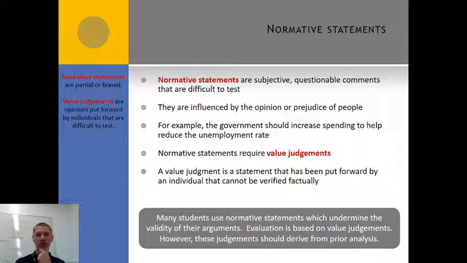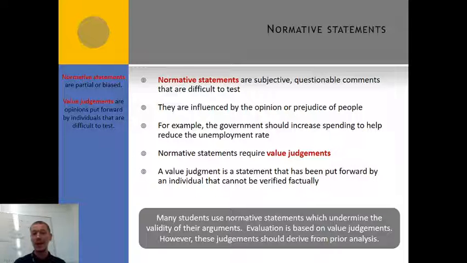The government should increase spending is a value judgment. A value judgment is a statement that I'm putting forward that I cannot factually verify. Maybe the government shouldn't. I'll say that again. Maybe the government should not increase their spending to reduce the unemployment rate. Maybe they should cut their spending. Maybe they should stop paying money on benefits and almost force unemployed people to go out and get a job. Brutal, I know. But that could be an opinion.